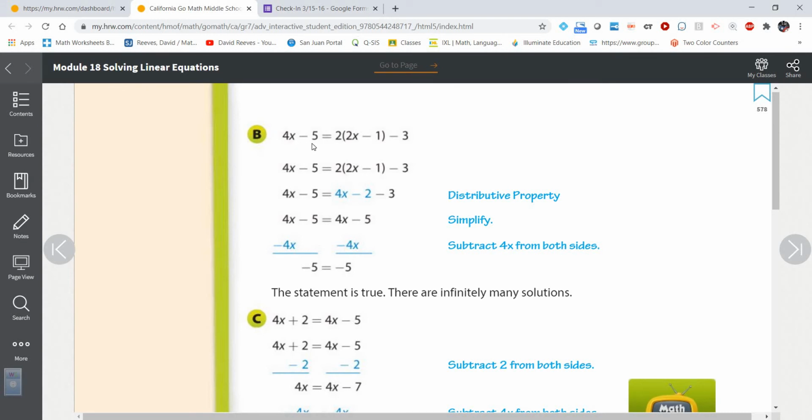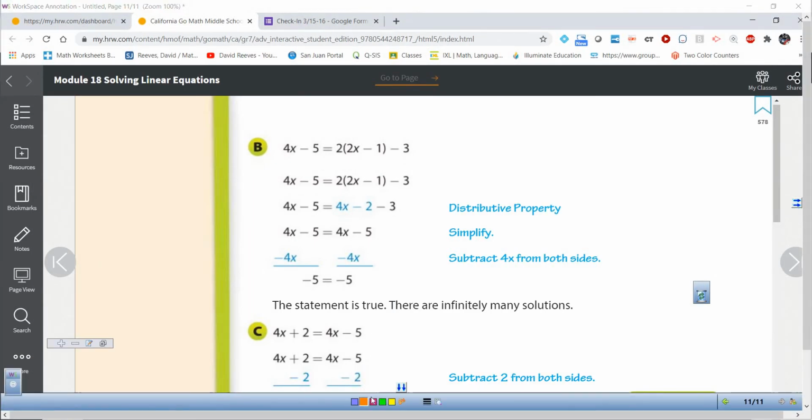This one, we've got 4x minus 5 equals 2 times (2x minus 1) minus 3. So this is going to be a multi-step equation where we're going to have to apply the distributive property, because this right-hand side expression is going to have to be simplified. So here we go. 2 times 2x is 4x. 2 times minus 1 is minus 2. And then we're going to combine like terms. So we get 4x minus 5 equals 4x minus 5.